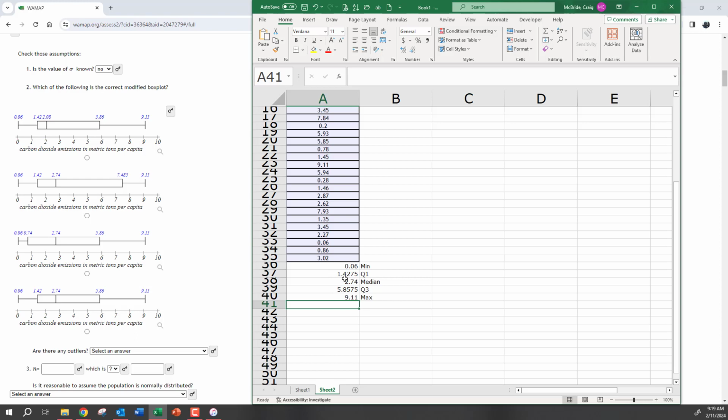The Q1 should be somewhere around 1.42, 1.43. So here's 1.42, 1.42, 1.42. So we can see that those are correct, right? And this one's now out. The median, 2.74. So that's not close. That one is, that one is.